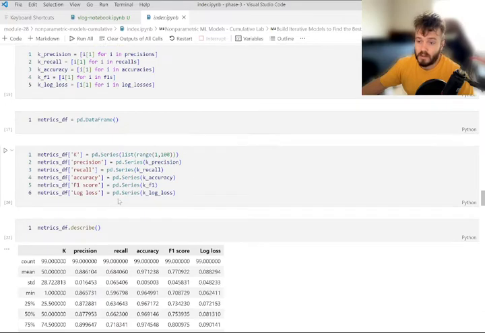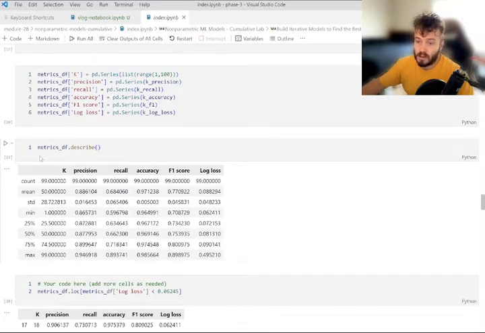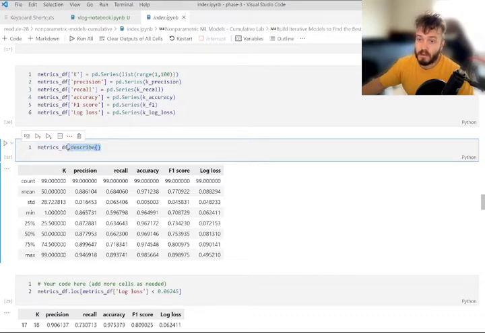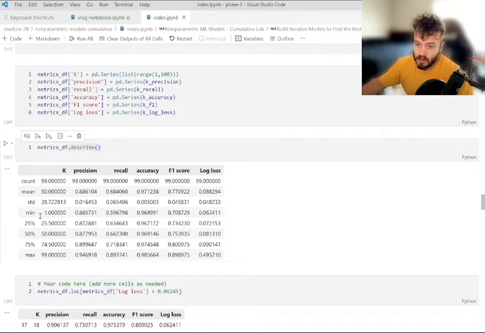Okay, so it did save the cell outputs, which gives us this data frame right here. We put that all into a data frame, and then I used the .describe method, and this gives us our mins and our maxes and all that sort of stuff.